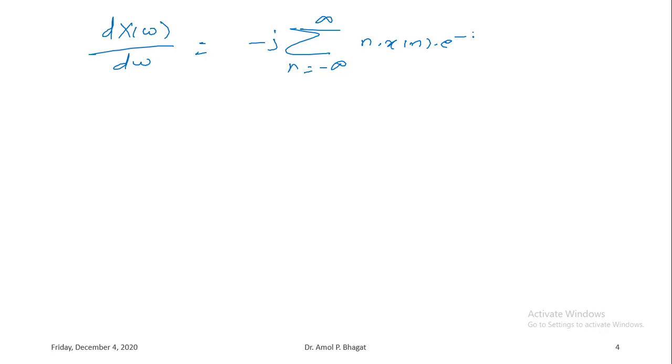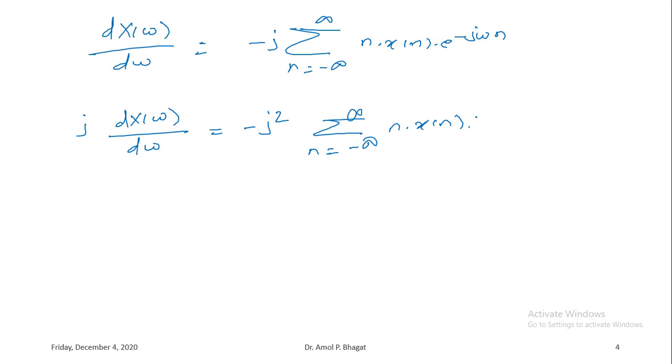I'll rewrite this equation: the derivative of X of omega with respect to omega is now minus j, summation n equals minus infinity to infinity n into x of n into e to the power minus j omega n. Okay, so I'll multiply both sides with j. Then I will get j into the derivative of X of omega with respect to omega equals, here I will have j squared, times the summation of n into x of n into e to the power minus j omega n. j is the imaginary value and its square will be minus 1.